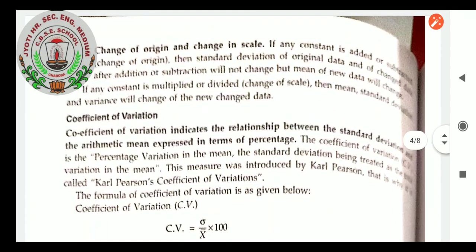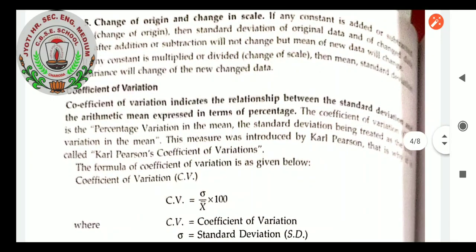If any constant is multiplied or divided, which is change of scale, the mean, standard deviation and variance of the new changed data will change. Coefficient of variation, CV, indicates the relationship between the standard deviation and the arithmetic mean expressed as a percentage. The coefficient of variation is a percentage variation in the mean, the standard deviation being treated as the actual variation in the mean. This measure was introduced by Karl Pearson, which is why it is called Karl Pearson's coefficient of variation.